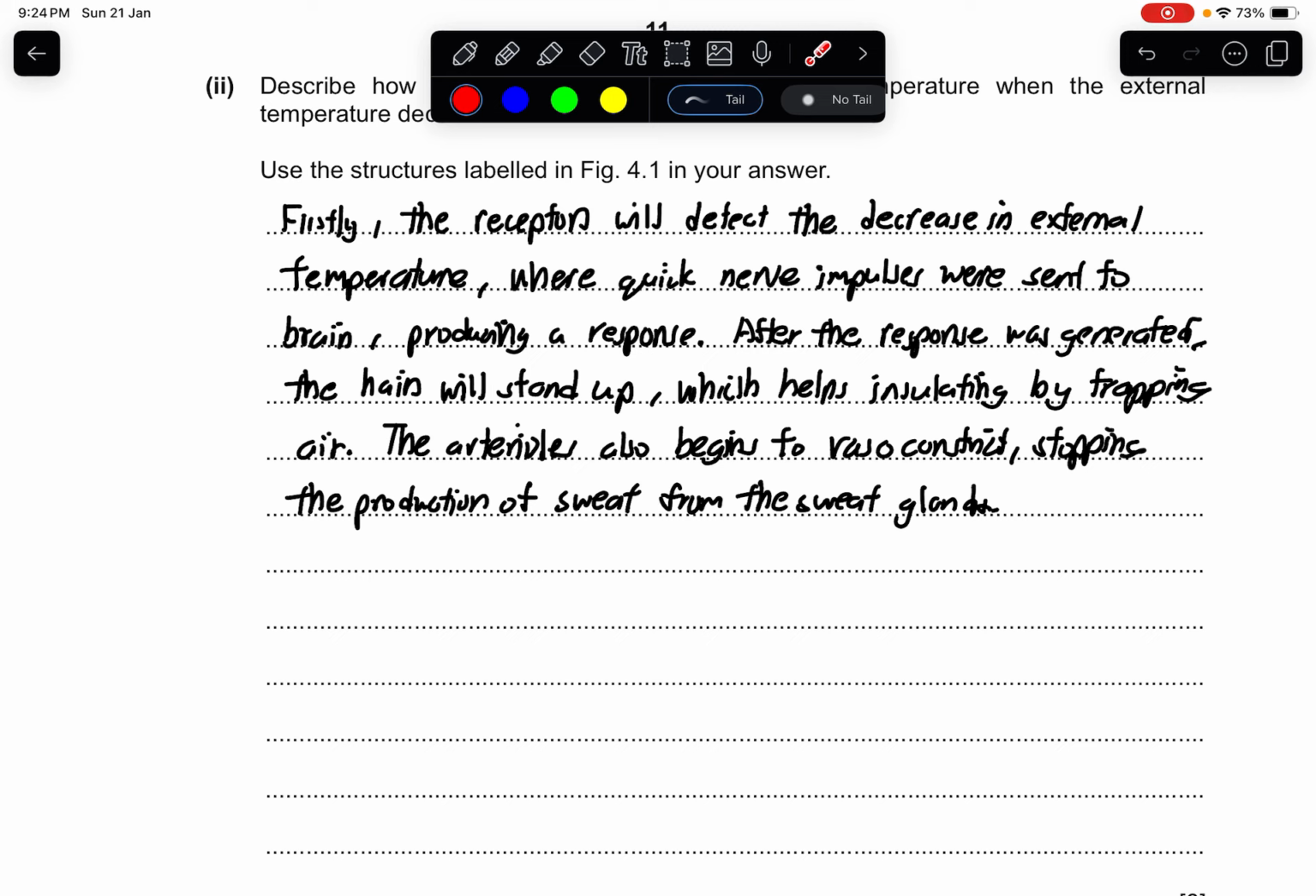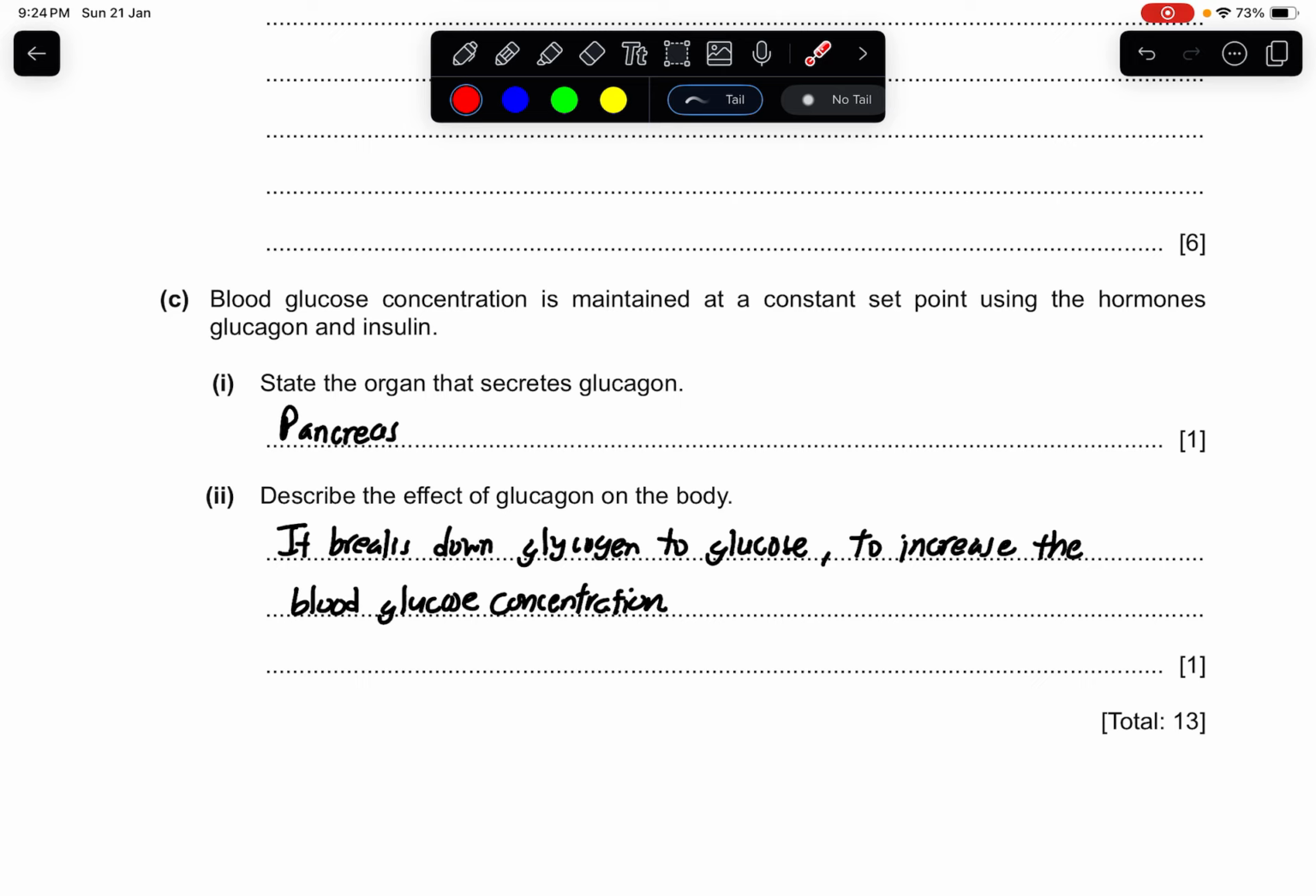Okay, C. Blood glucose concentration is maintained at a constant set point using the hormones glucagon and insulin. So where is this coming from? It's from the pancreas. And describe the effect of glucagon on the body: it helps to break down the glycogen in our body into glucose, and this will help to increase the blood glucose concentration in the bloodstream.